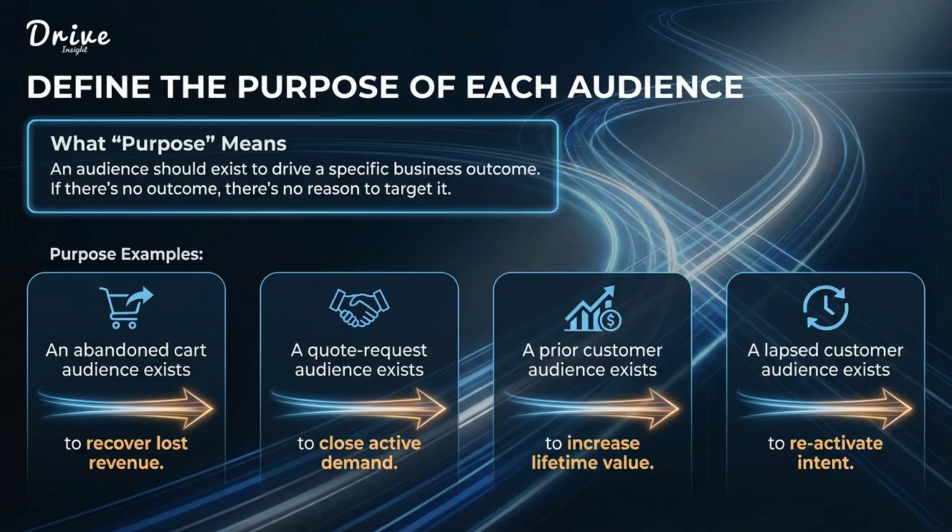Step 2, you've got to define the purpose of each audience. Once key events are defined, audiences can be defined. But here's the part most businesses skip. Every audience needs a purpose, not just a label. It needs an explicit cause that leads to intent. So think about it. An abandoned cart audience exists to recover lost revenue. A quote request audience exists to close active demand. A prior customer audience exists to increase lifetime value. And a lapsed customer audience exists to reactivate intent. If you cannot clearly state what each audience is for, it probably shouldn't be targeted.